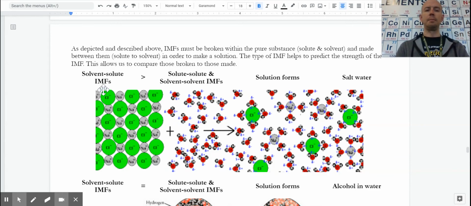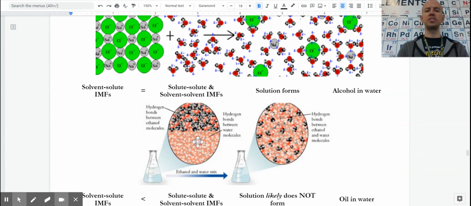Salt water is a good example of that. So here I've kind of made a table. When these attractions are greater than these attractions, or this attraction to itself and this attraction to itself, my solution will form, and salt water is a great example. The second one is alcohol and water, or ethanol and water. Ethanol is polar. Ethanol has O to H bonds, or it has hydrogen bonding to itself, but also hydrogen bonding in between. When I put those two together, initially they stay apart, but then they do mix together because of the attractions that we can make.